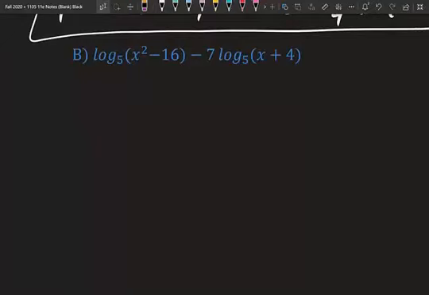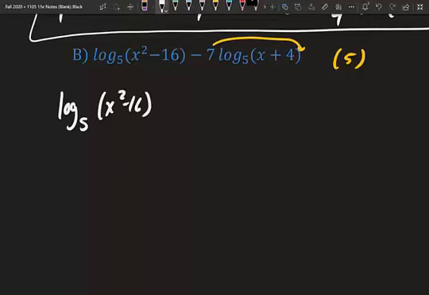All right, let's go ahead and work this out. Let's see if there's any exponents from the front we can move. So there's no exponent here, but there is an exponent here. So we're going to move it using property 5. So we have log base 5 of x squared minus 16 minus log base 5 of (x plus 4) to the 7th.